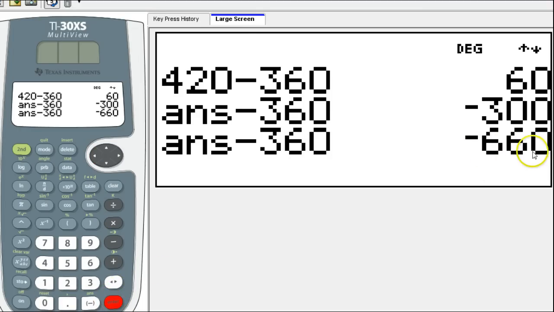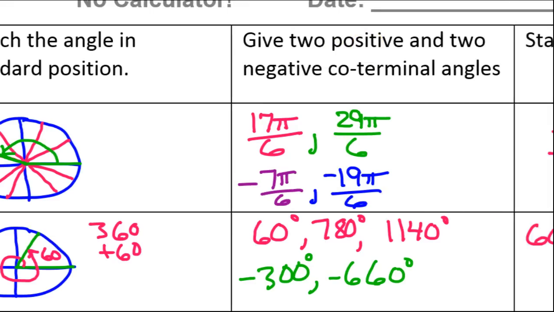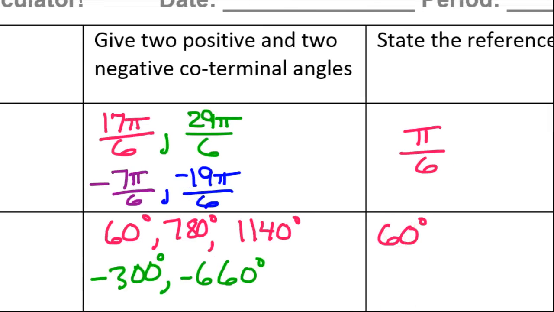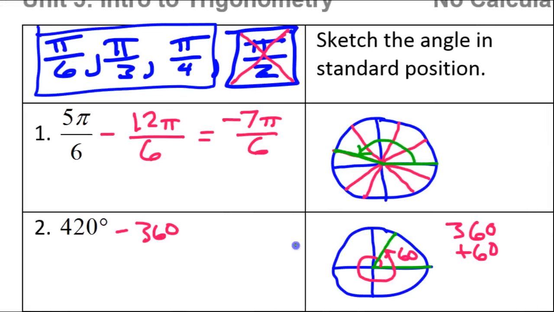So negative 660. Alright, so there are 3 positive coterminal angles and 2 negative coterminal angles. So that more than satisfies what we were asked to find. And we already mentioned the reference angle, so we're good on the 420.